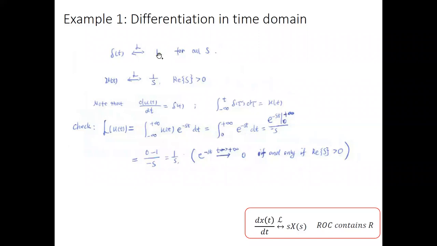And in terms of ROC, the ROC of u is just the positive part of the complex plane. But the ROC of its differentiation is for all s. This is consistent with the statement that the ROC contains R, right? The ROC above contains the ROC below. So in this particular example, the ROC above strictly contains the ROC below. It is larger than the ROC below.